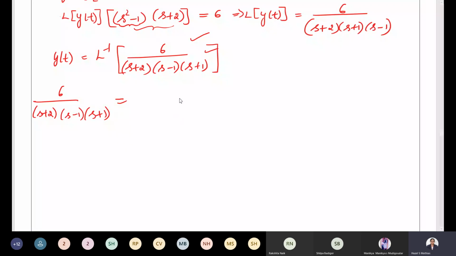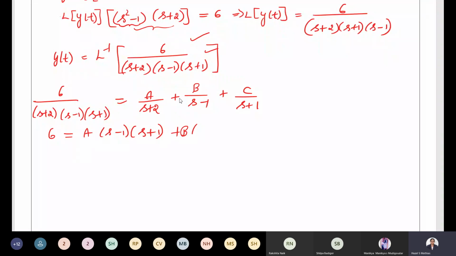How shall we write this as? A divided by s plus 2 plus b divided by s minus 1 plus c divided by s plus 1. So use this, multiply the entire term by the denominator. What do we get? A into s minus 1 into s plus 1 plus b into s plus 2 into s plus 1 plus c into s plus 2 into s minus 1. Is it clear everybody? Yes, ma'am.